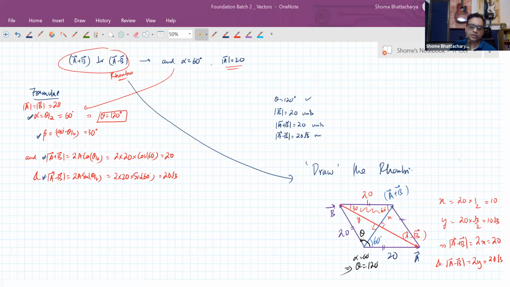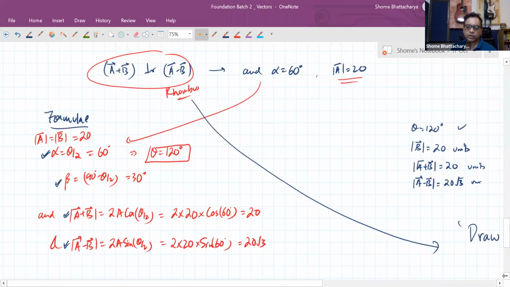Okay people, are you all clear with both the methods that I've used in this question here? Okay, good. So this is about the special cases of the parallelogram law, and I think in future you will not have difficulty with these types of questions if you just remember these facts.